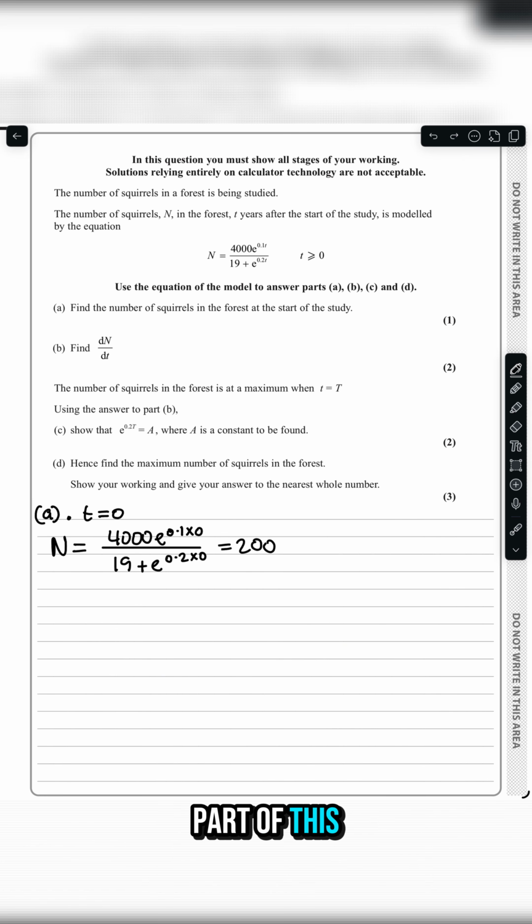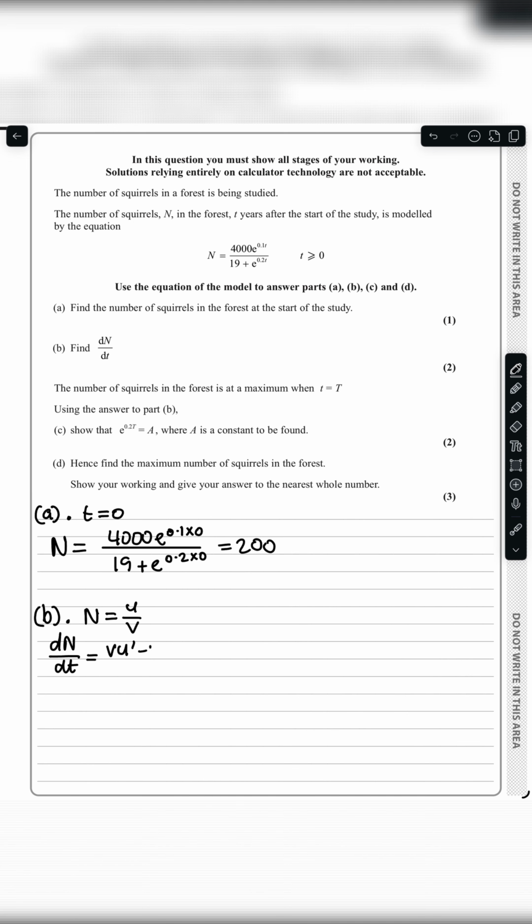In the second part of this question, we are told to find dn by dt. So given that n is in the form u over v, dn by dt can be solved using the quotient rule. So that would be v times u dash minus u times v dash, all over v squared.